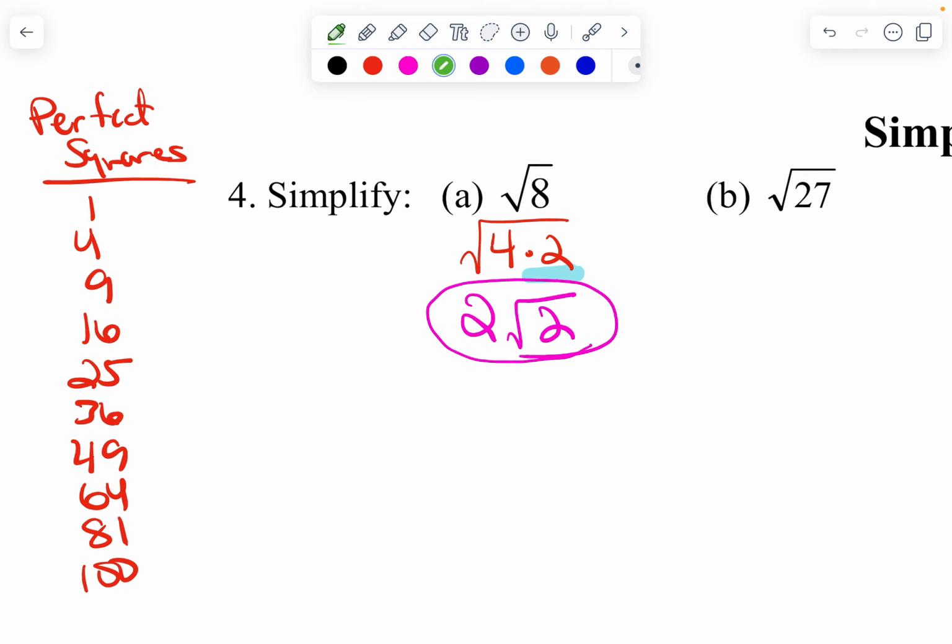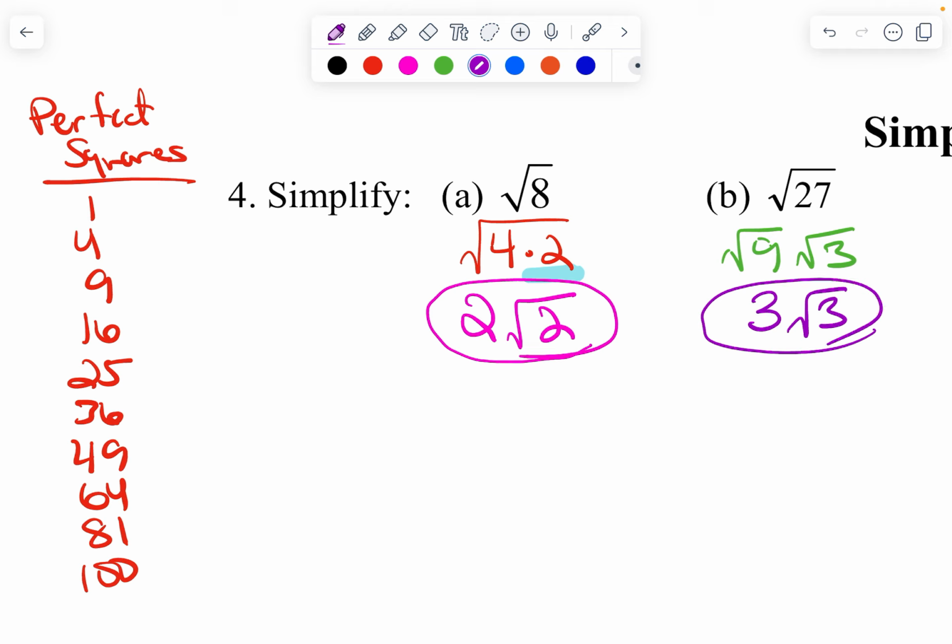So I'm going to do the same thing with part B here, which is root 27. 27 is not on my list, but I'm going to pick a number on my list that divides into 27, that is a factor of 27, and that is 9. So the rewrite step: square root of 9 times square root of 3. We know 9 times 3 is 27. Well, the square root of 9 is 3, and then root 3 stays root 3. I can't do anything with that one. So the square root of 27 is 3 root 3.